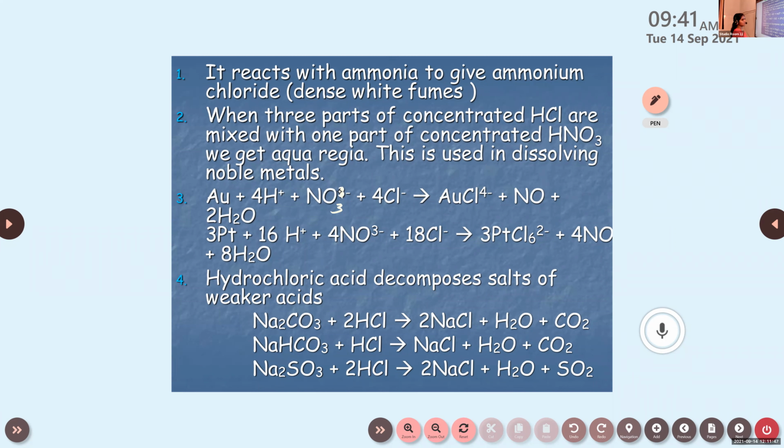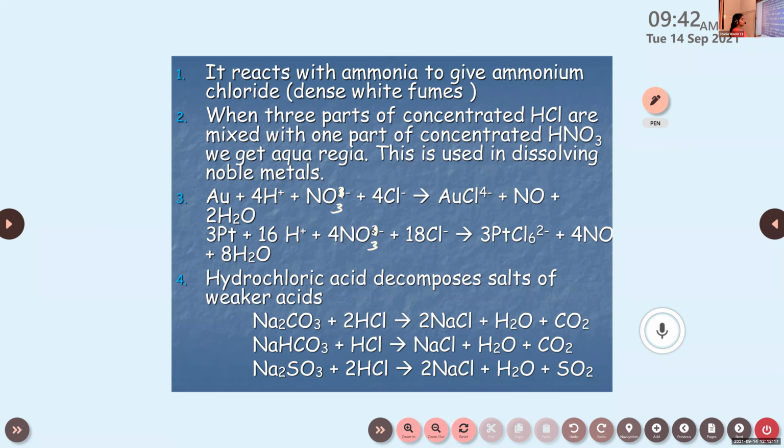Platinum also reacts with this aqua regia. Aqua regia contains HCl and HNO3, so we can write this as ions: H plus ion, NO3 minus, and chlorine, Cl minus. Here also the platinum is dissolved in that solution, and that's why platinum chloride will be formed. Okay, so this is the property of aqua regia. It's a mixture of HCl and HNO3 in the ratio 3:1.